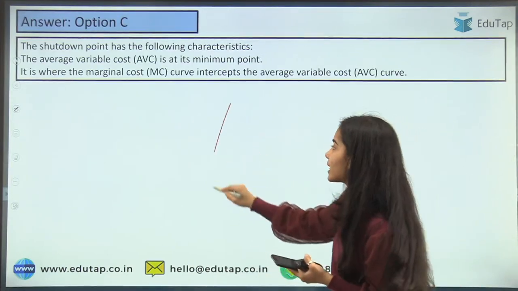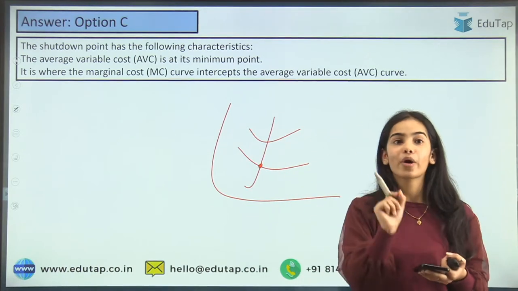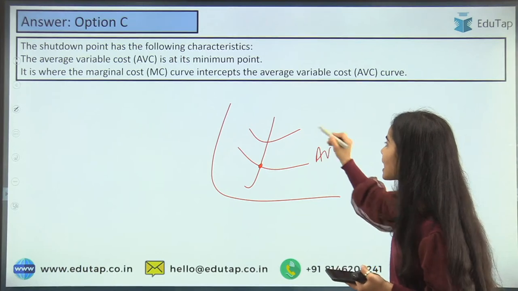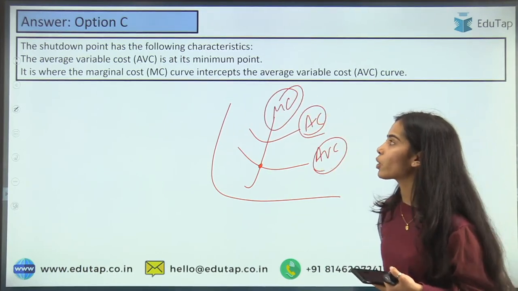I'm just telling you that MC is equal to the minimum point of the average variable cost and average cost. Always remember that MC is equal to the minimum point of average variable cost and average cost.